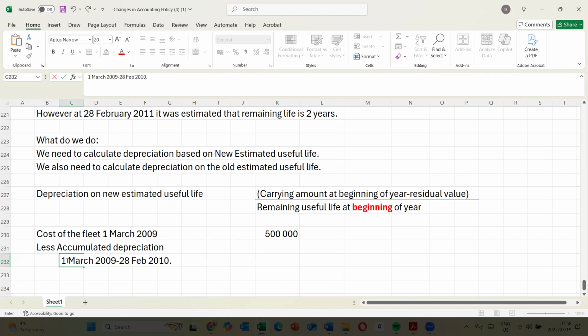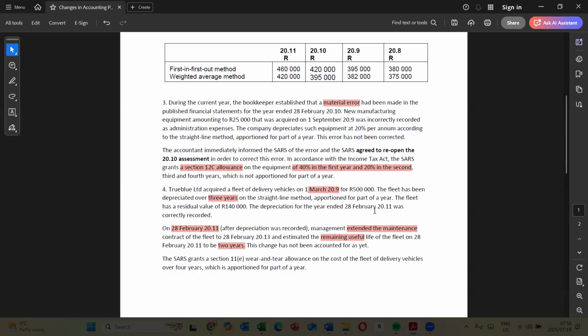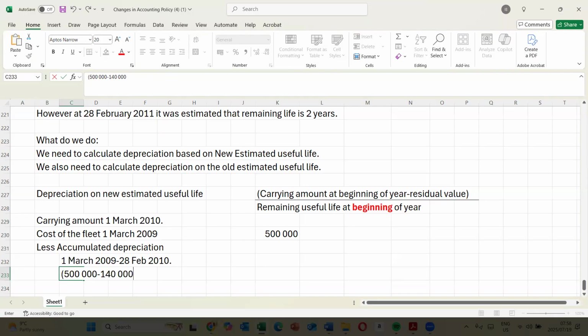So remember, we want the carrying amount at the beginning of the year. Which means now, to determine the carrying amount at the beginning of the year, we need the carrying amount at 1st of March 2010. That is the beginning of the current year of the change. So we start with the asset value of 500,000, then we minus the residual value. How much is the residual value? It's 140,000. So minus 140,000, and then we divide by the useful life. What is the useful life? This is the original useful life, before the change in estimate.